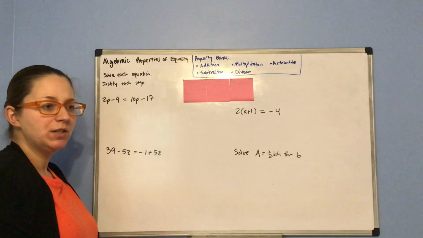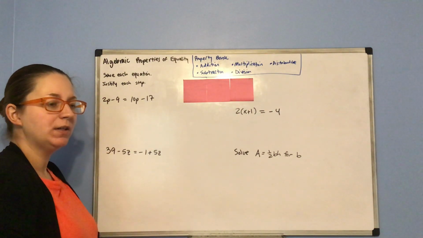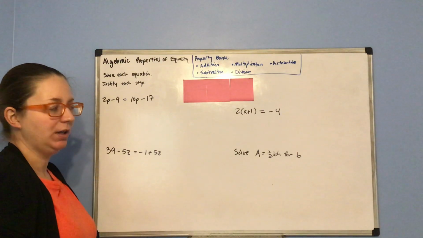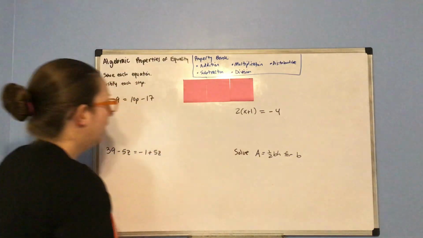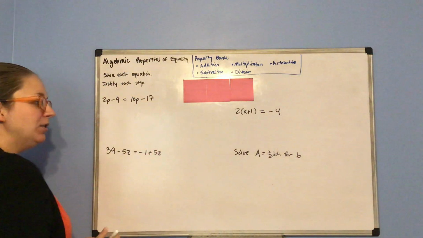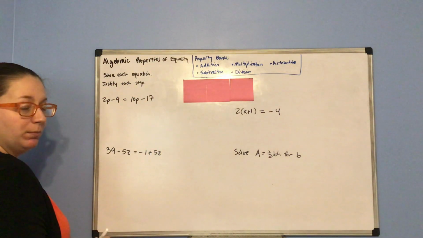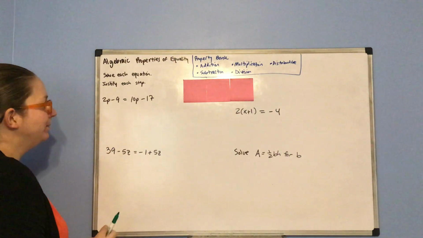You've already used all these with solving equations earlier this year. Now we're just being more formal about the steps we're taking. This will help us with proofs down the road. So, what we're going to do here is we're going to solve these equations and then say what property we use to do each step.